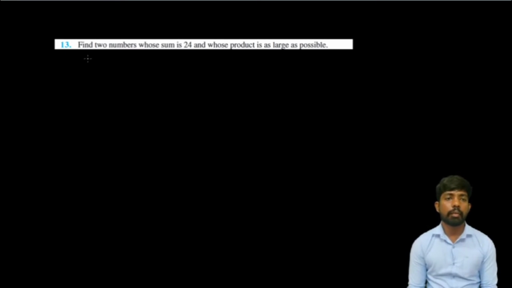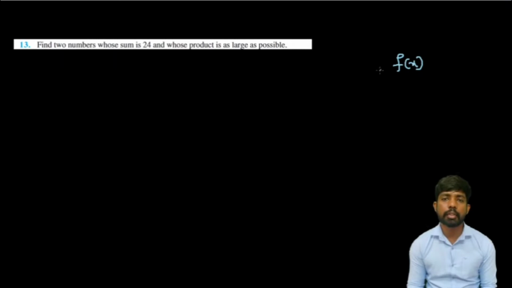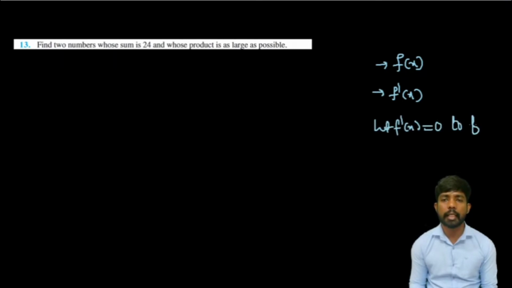Here we have the 13th question, remaining whole or homework. Find two numbers whose sum is 24 and whose product is as large as possible. Now, for the given statement, first of all we have to frame the function, differentiate the function and make it equal to 0. Let f dash of x equal 0 to find critical points.